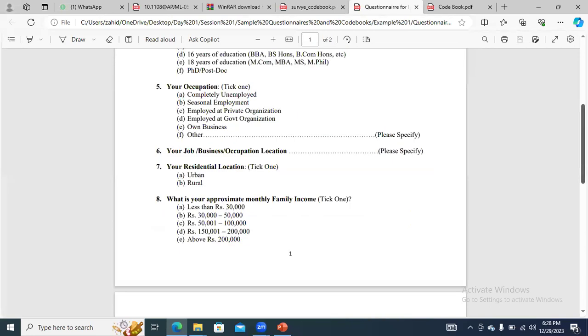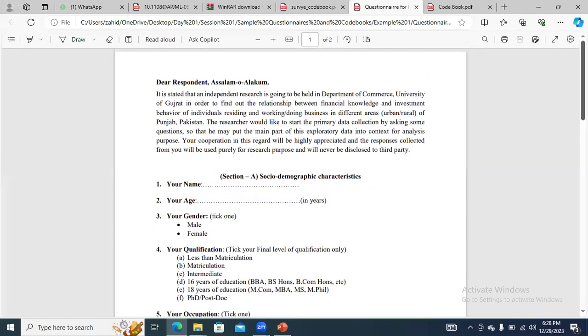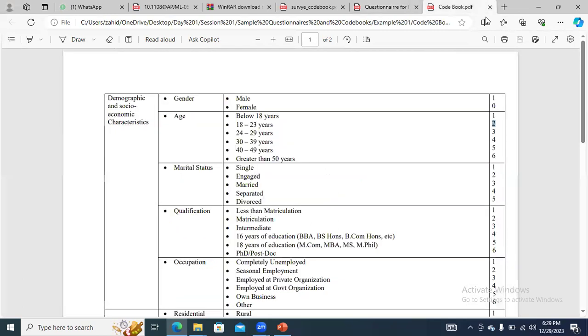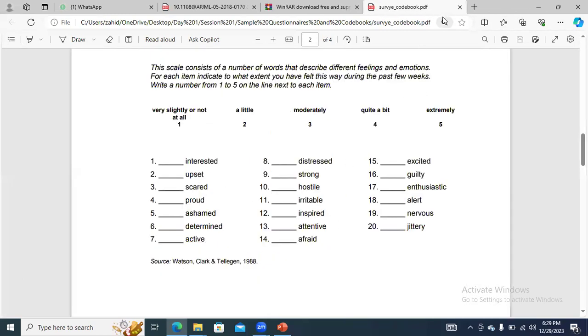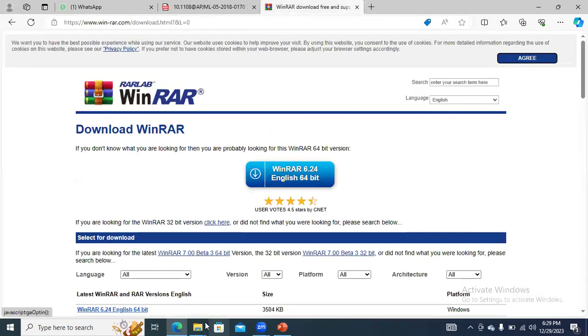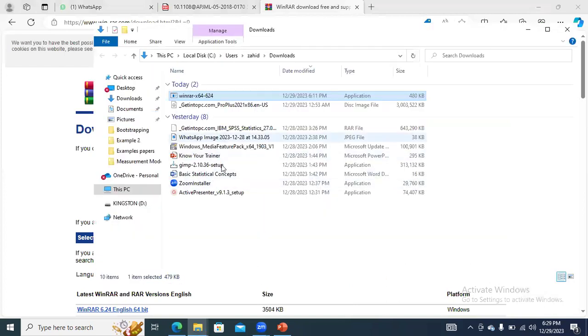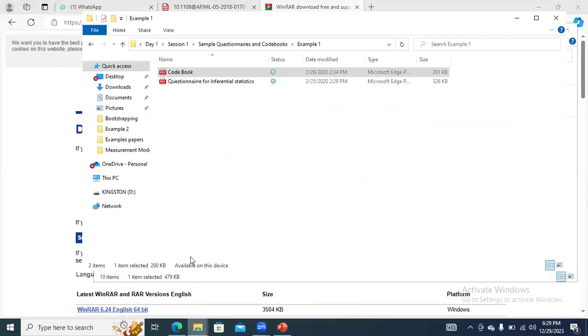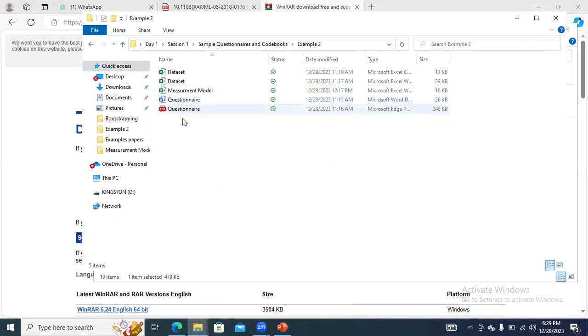So if I give you a task to create a code book for a questionnaire, you can easily create it. I will share some other detail related to the questionnaire and the code book. I have exemplified one example. Let me show you another example, like this questionnaire.